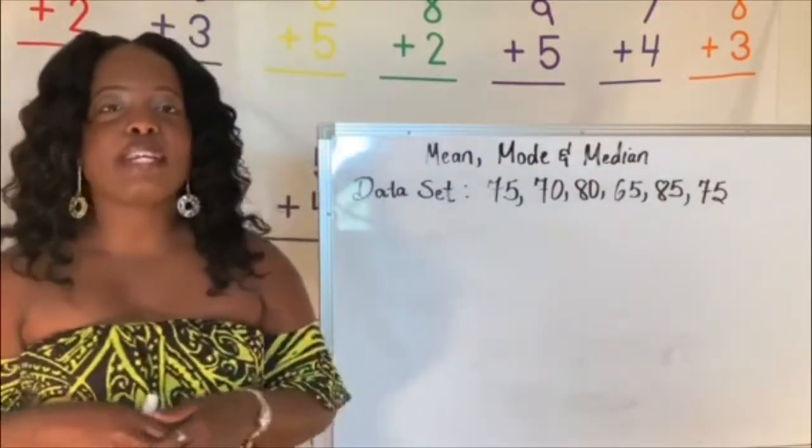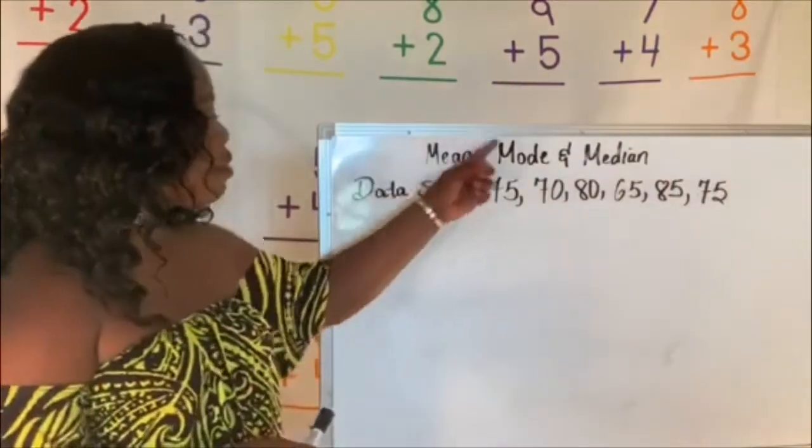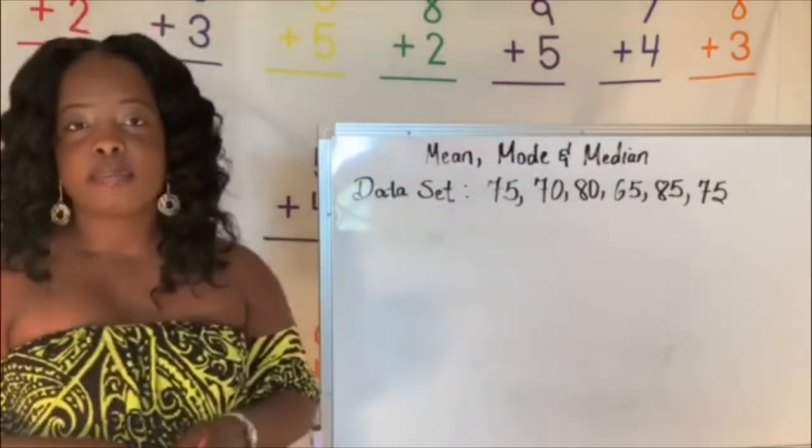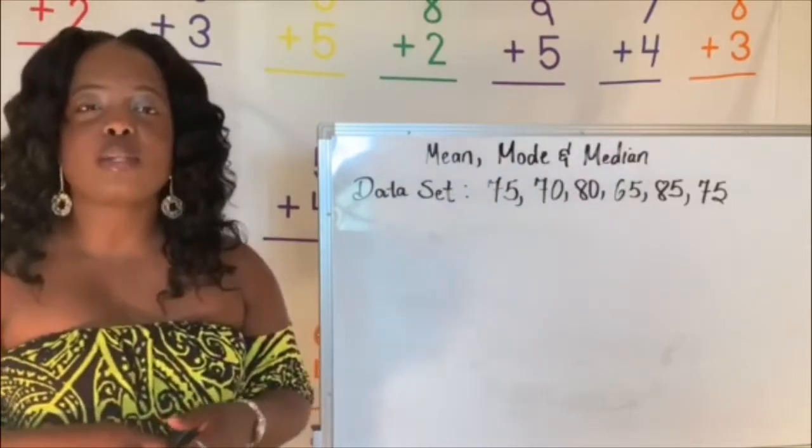Today we're going to be looking at three measures of central tendency, namely the mean, the mode, and the median. The first thing that we're going to look at is our mean, or what is called our average.